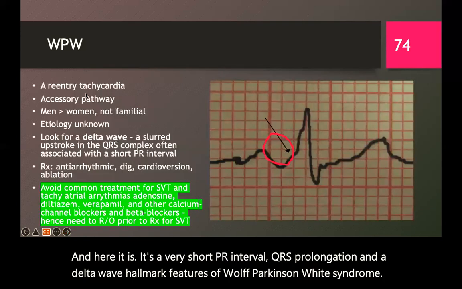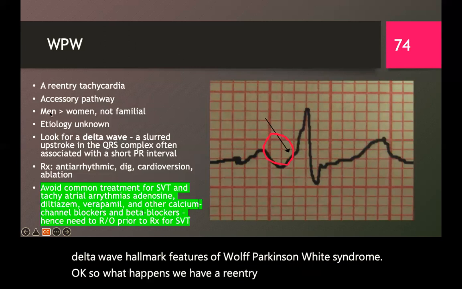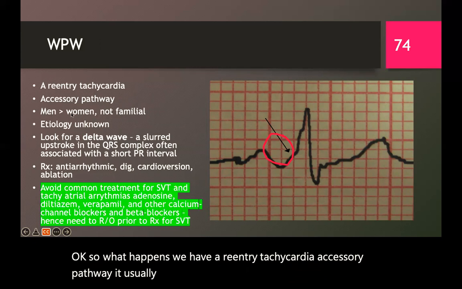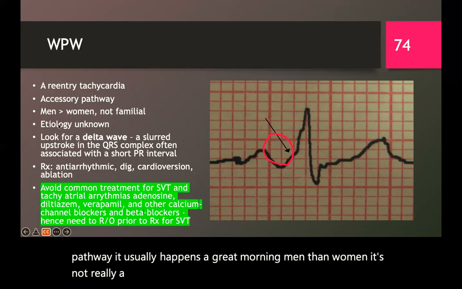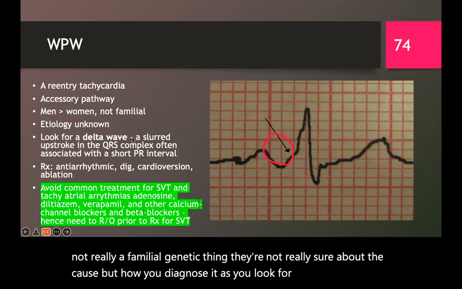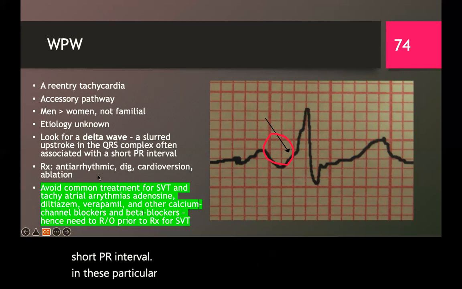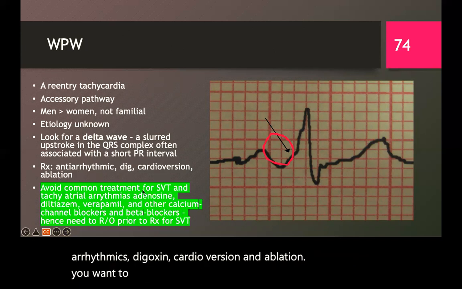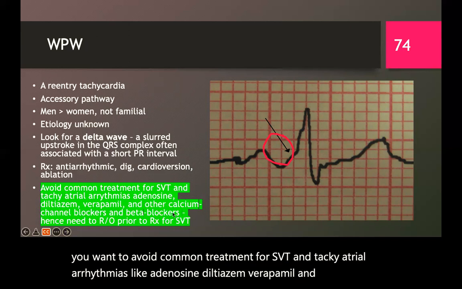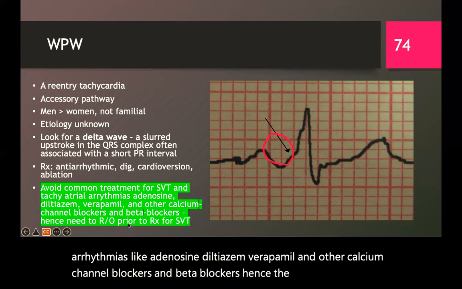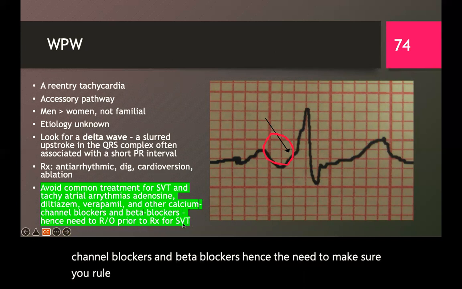Okay, so what happens? We have a re-entry tachycardia, accessory pathway. It usually happens more in men than women. It's not really a familial genetic thing. They're not really sure about the cause, but how you diagnose it is you look for the delta wave. It's a slurred upstroke in the QRS complex, often associated with a short PR interval. In these particular patients, you want to treat them with antiarrhythmics, digoxin, cardioversion, and ablation. You want to avoid common treatment for SVT and tachyatrial arrhythmias like adenosine, diltiazem, verapamil, and other calcium channel blockers and beta blockers. Hence the need to make sure you rule this out prior to prescribing for SVT.